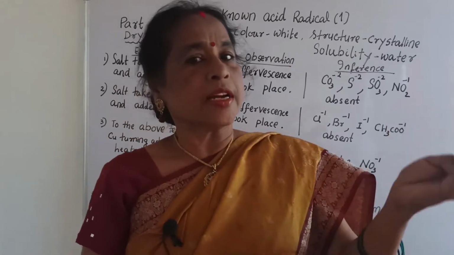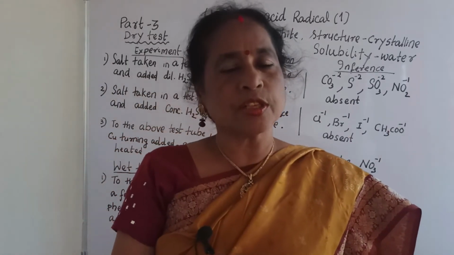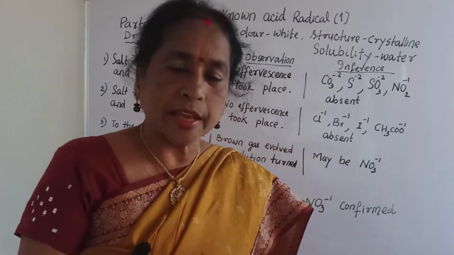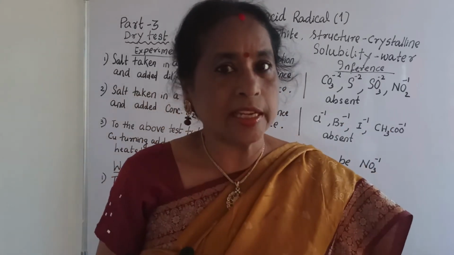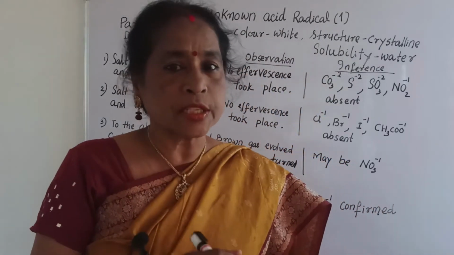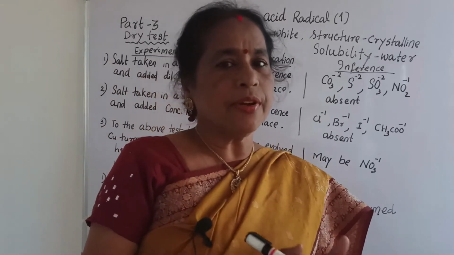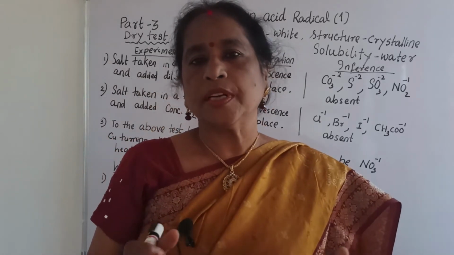First step, dilute sulfuric acid. Second step, concentrated sulfuric acid. Third step, concentrated sulfuric acid, copper turnings and heat. And fourth step, that is sulfate. If absent, then go to phosphate. For sulfate and phosphate, there is no dry test.